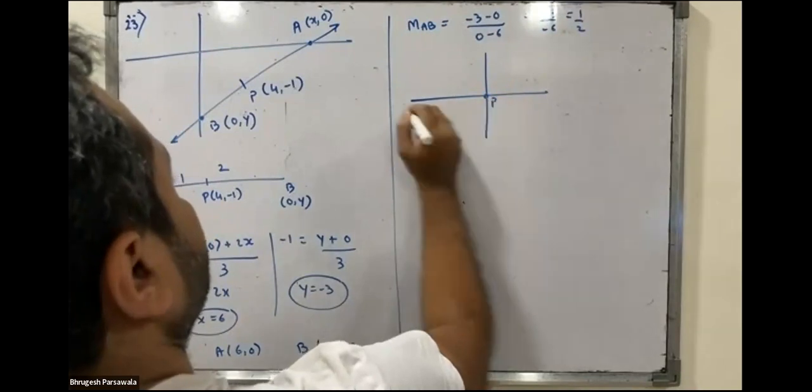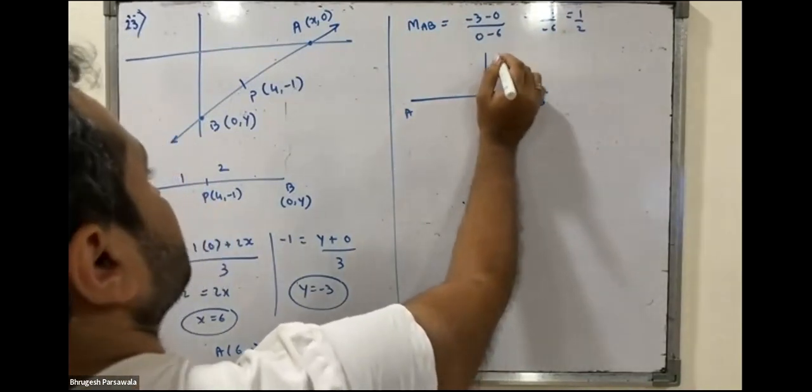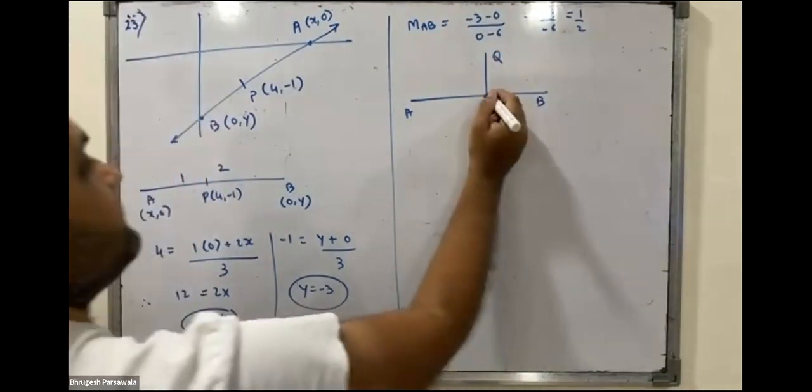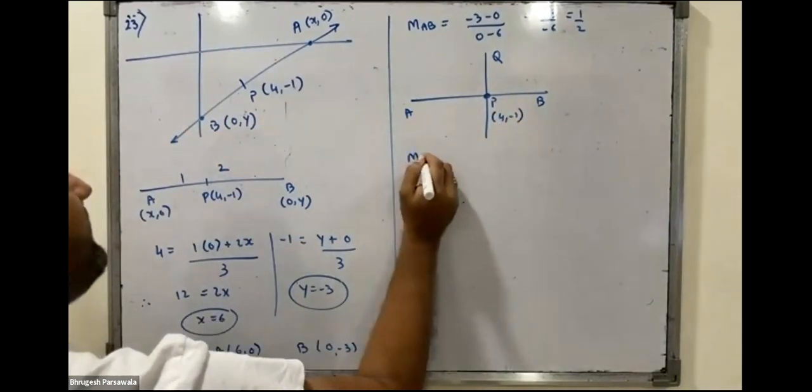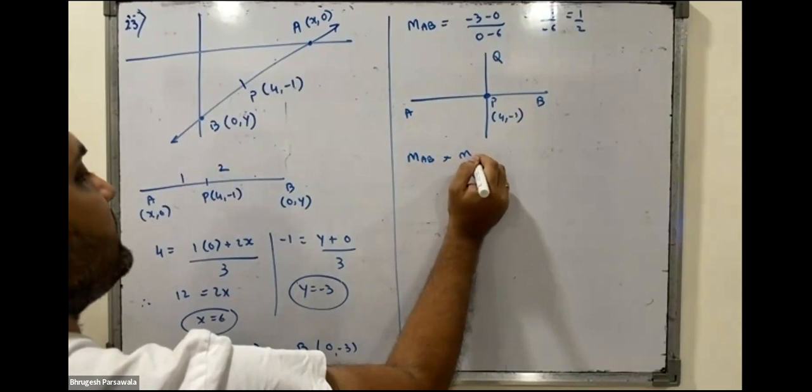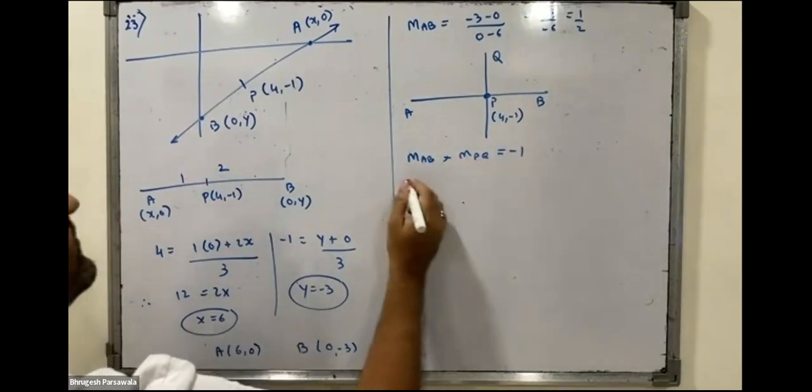Passing through P, perpendicular to AB, beta. Give it a name, beta. So slope of AB into slope of PQ is minus 1.